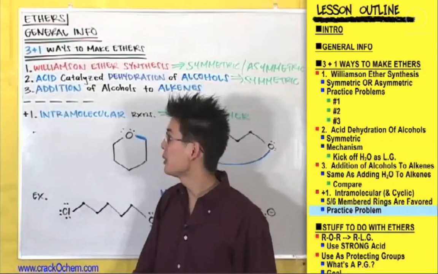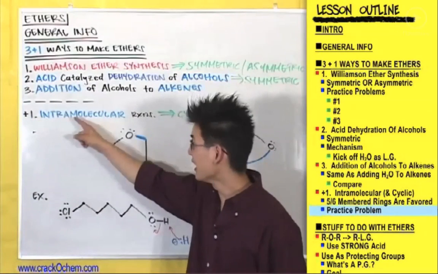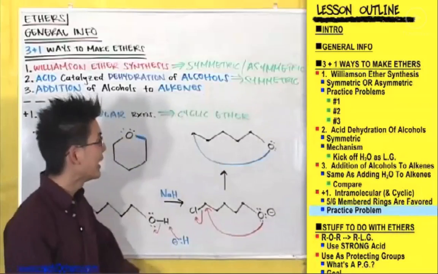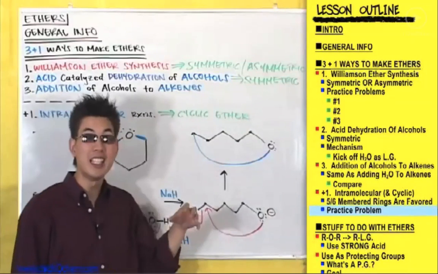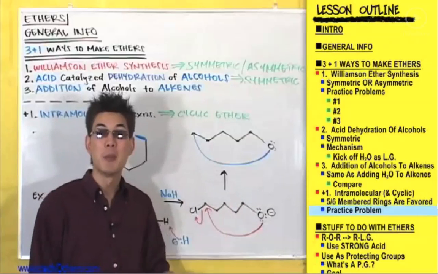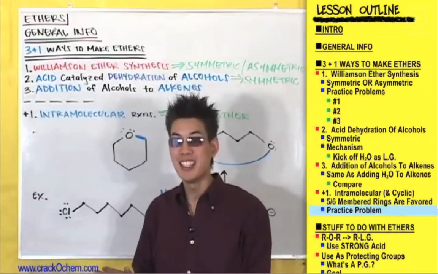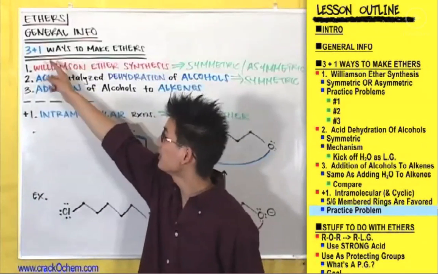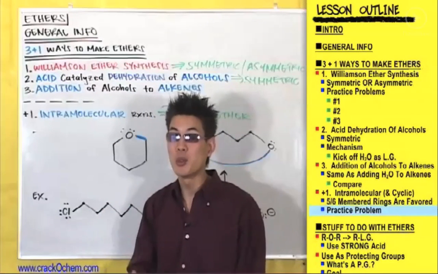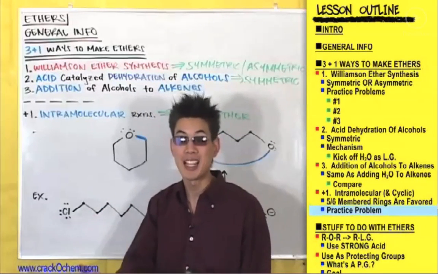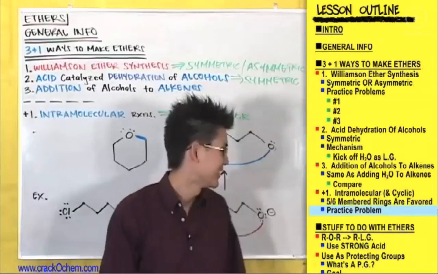We've now just learned the +1 way, which was an intramolecular reaction to make a cyclic ether. We're actually going to carry this method into a later part of this session, but for now, we're done making ether, you guys. We learned the 3+1 ways to make an ether. Now let's move on to what we can do with ethers, what kind of reactions that ethers undergo, okay?